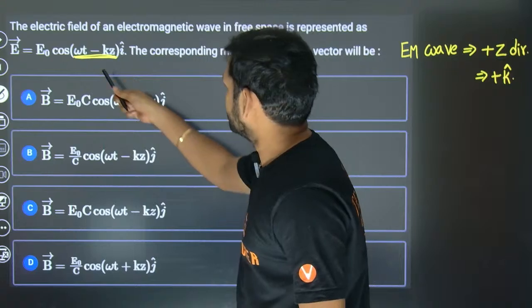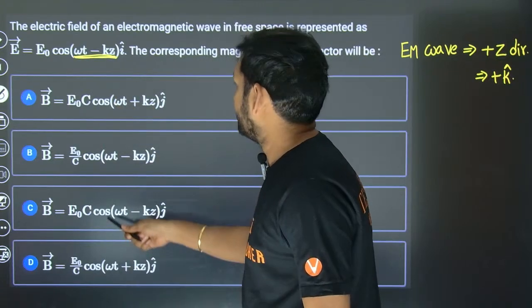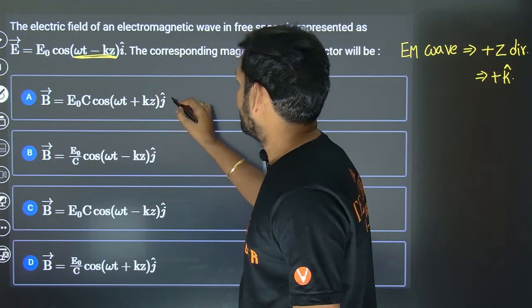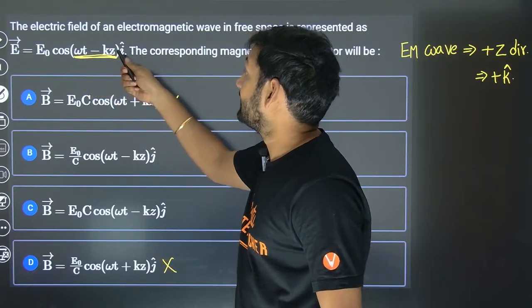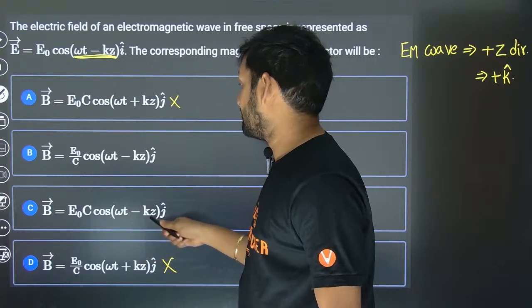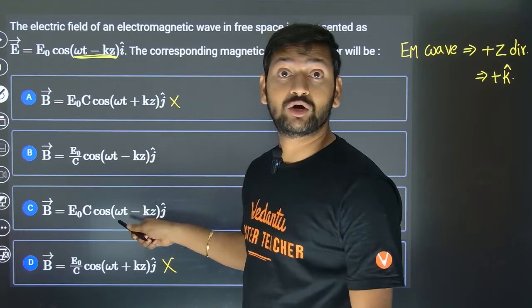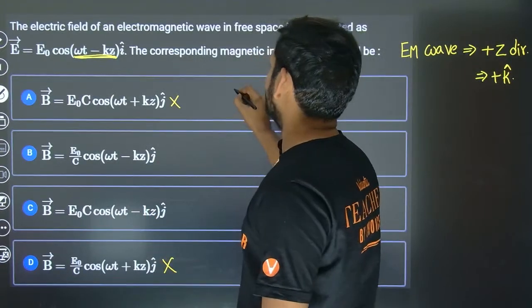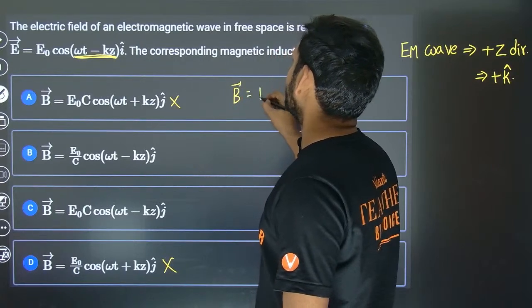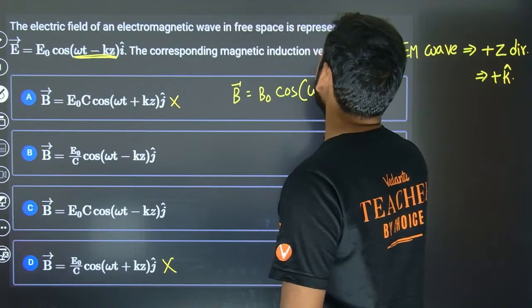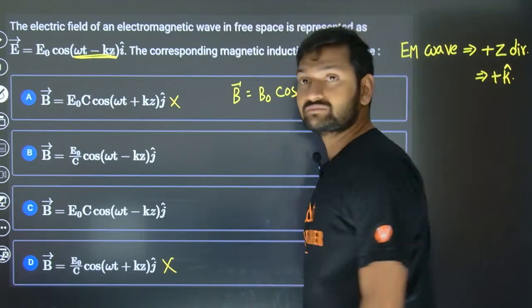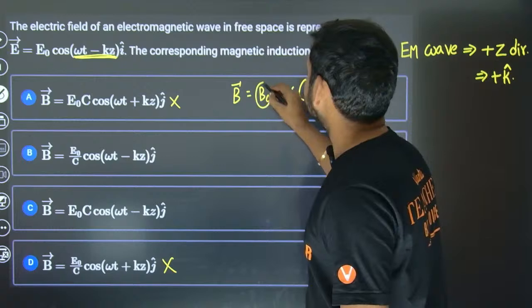Everywhere I have the same function except in these two. I should get cos omega t minus kz, and cos omega t minus kz is there only in two options. So B bar is going to be B naught into cos omega t minus kz. I need the amplitude of this.